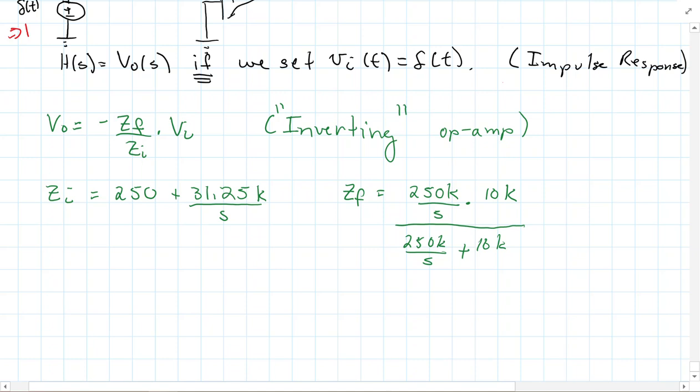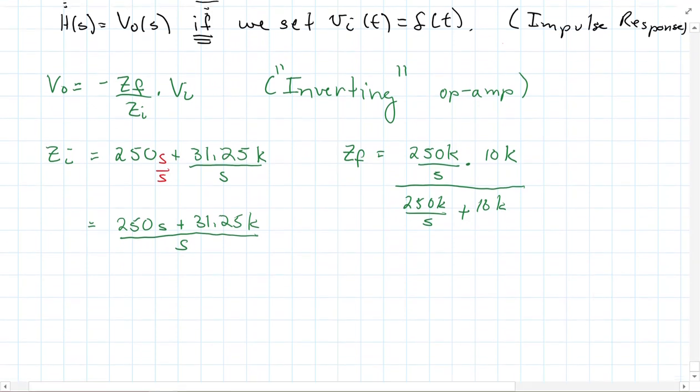Now I'm not necessarily going to clean it up 100%, but I am going to clean it up some here. So first off, I am going to clean up ZI just a tiny bit here. I'm going to rewrite ZI as 250s plus 31.25k, and then this is all over s. And clearly what I did is I just multiplied this by s over s. And you'll see why in a second why we'd want to do something like that.